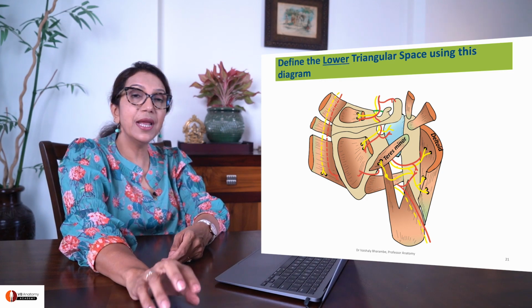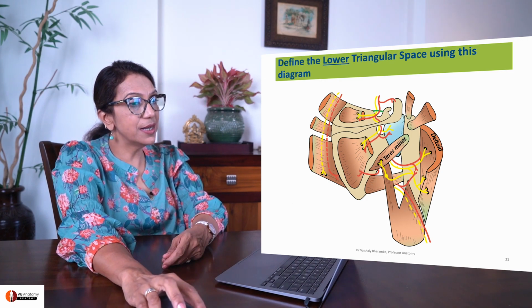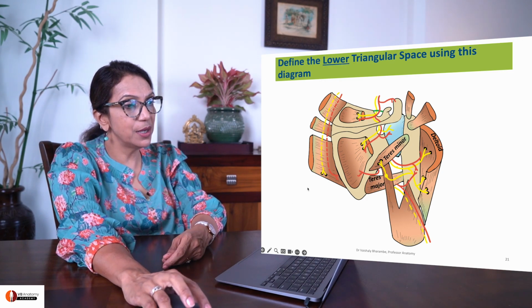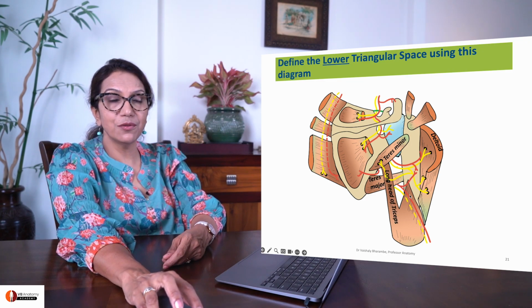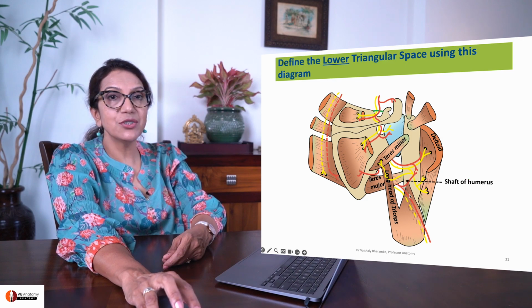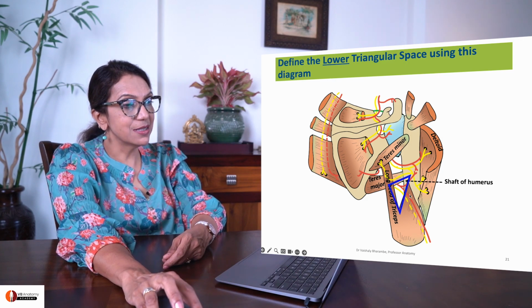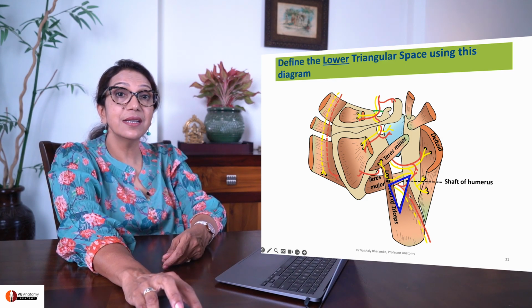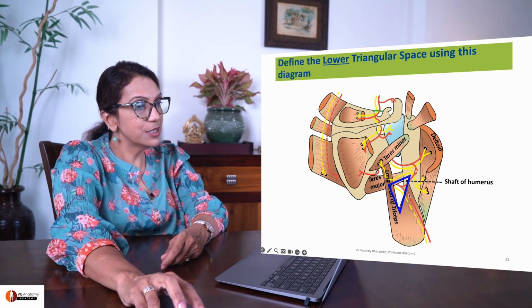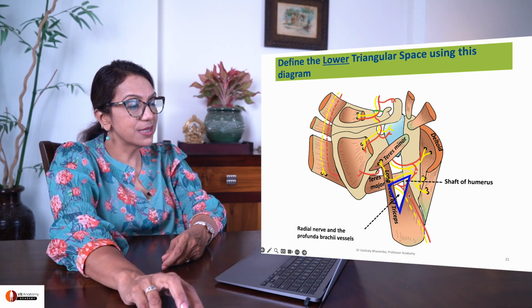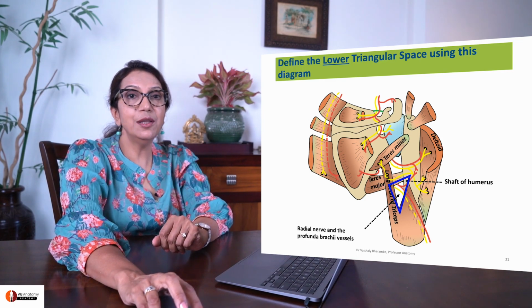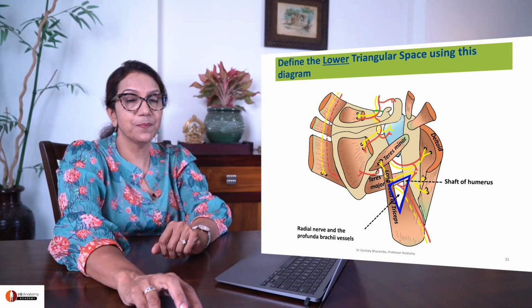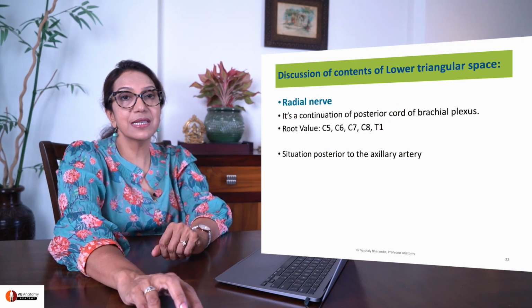What about lower triangular space? Lower triangular space is bound superiorly by lower border of teres major, medially by long head of triceps, and laterally by shaft of humerus. This is the triangular space called the lower triangular space. Passing through this are two very important structures, the radial nerve and the profunda brachii artery. Let's learn about these contents.